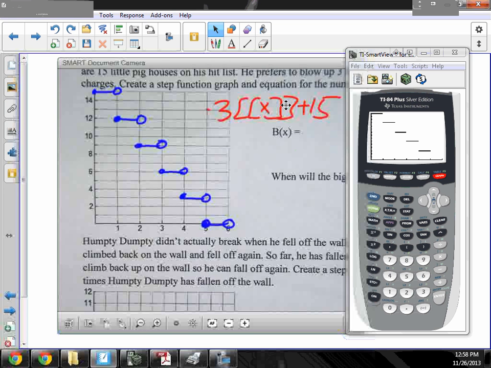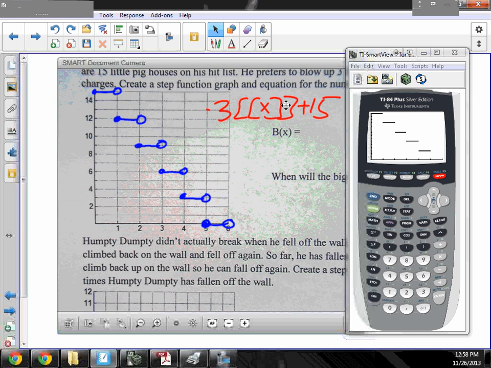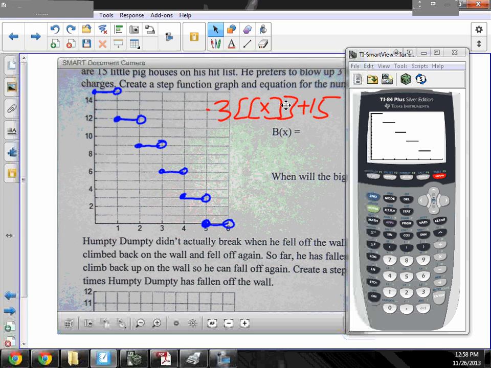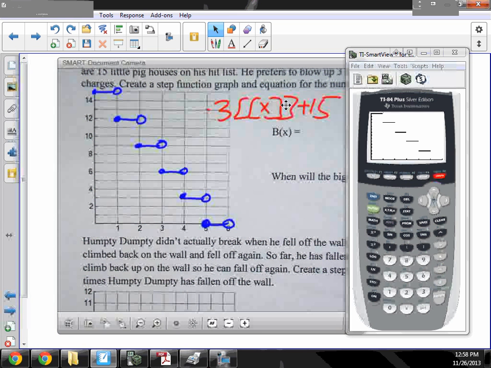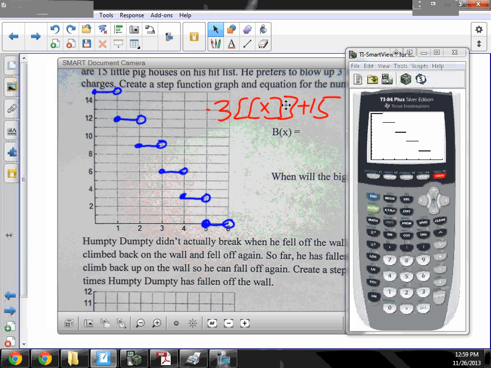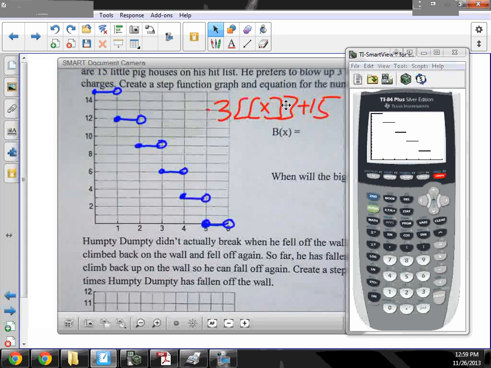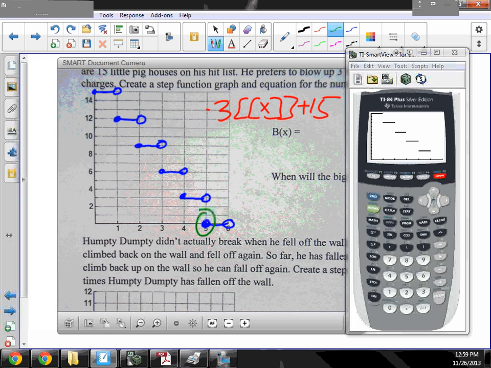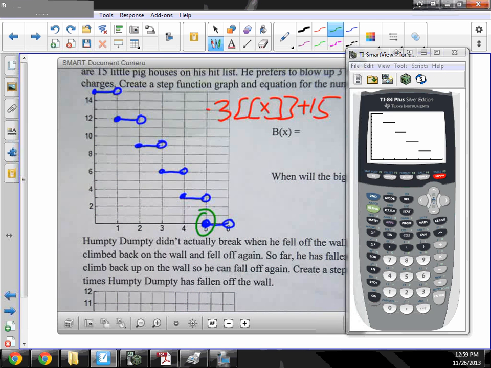that. Okay, so when will the big bad wolf run out of houses? 5 hours. Right? Because that represents blowing up the last 3 houses. This stuff represents the charge setting for blowing up 3 more houses which don't exist. So really the graph stops right there and he's done. So if you were to do the domain of this, it would be from 0 to 5, and it doesn't go past 5.